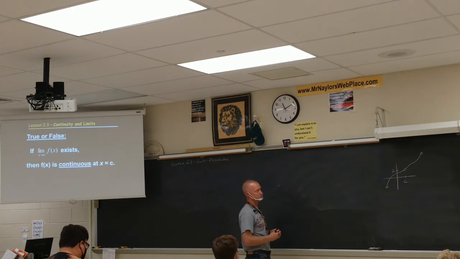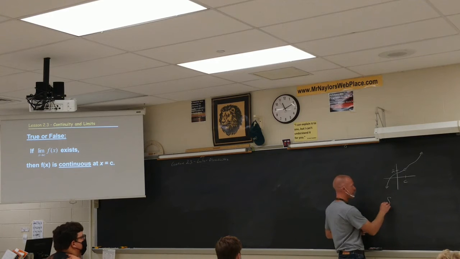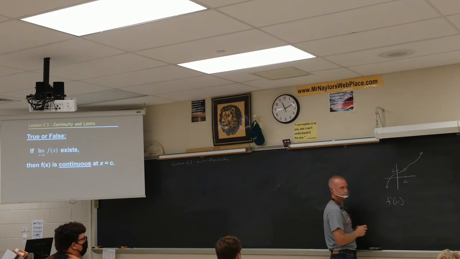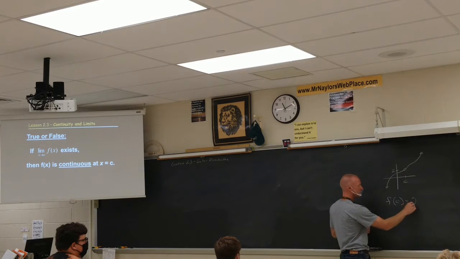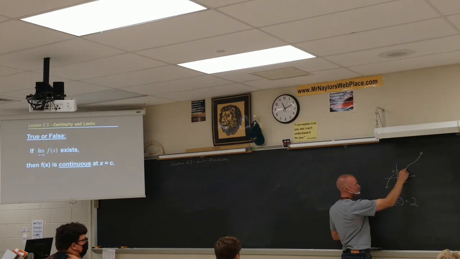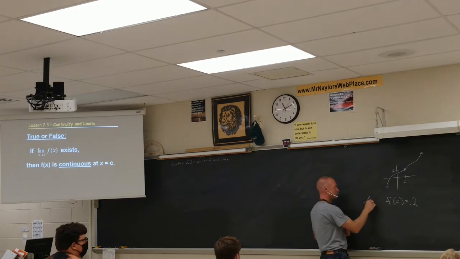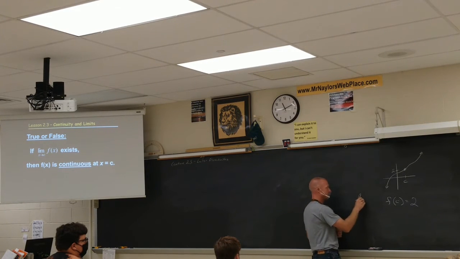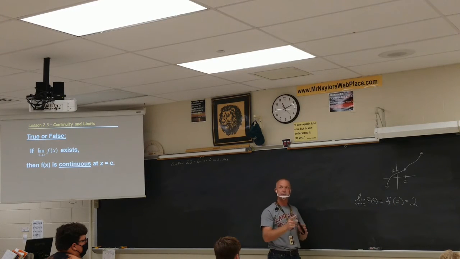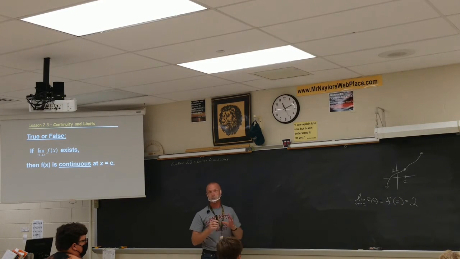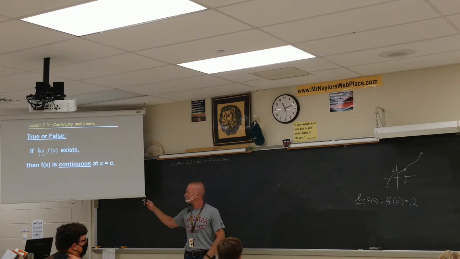You know what would have to be true about the value? In other words, f of c. It would have to equal 2. Now that's a fancy way of saying that that would be filled in, because the limit as x approaches c of f of x would have to equal the value, and they would have to be the same. The limit would equal the value. Then it would be continuous.